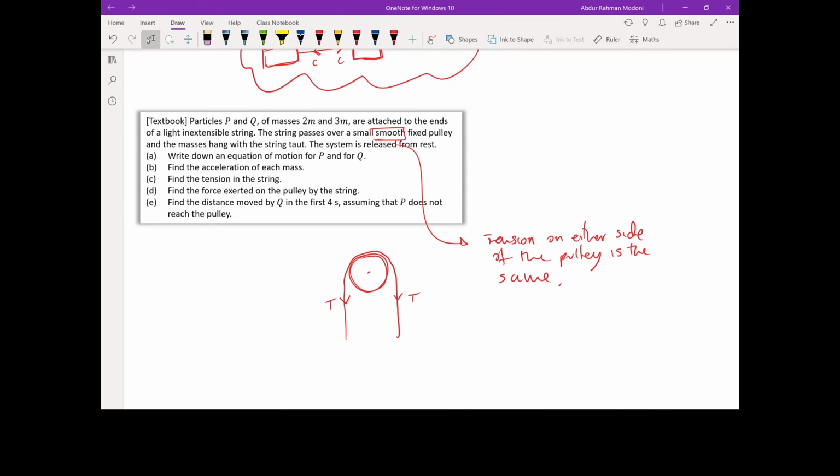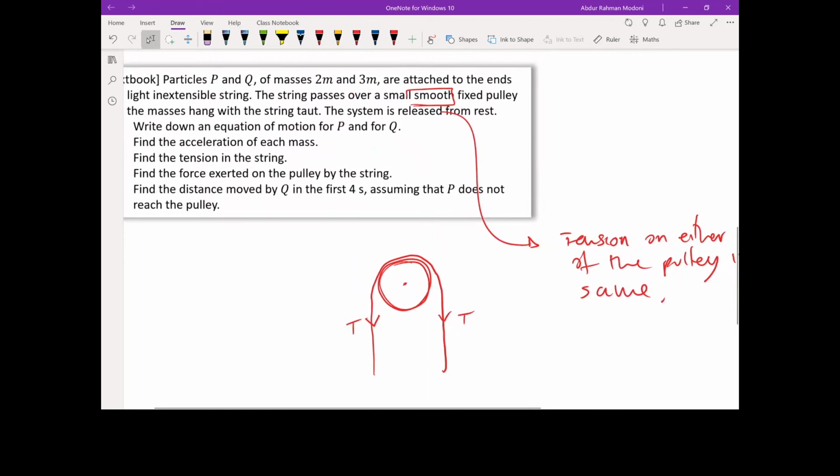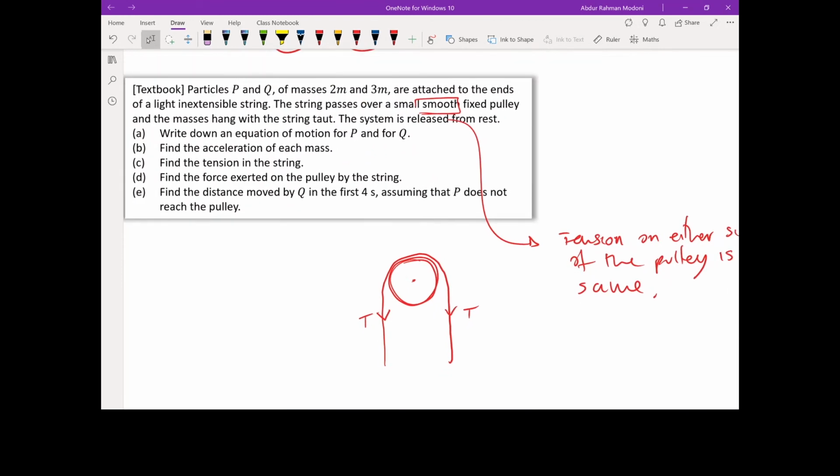So let's go to our question then. We now understand what a pulley is, and we understand what the word smooth means, and that it's frictionless. It goes on to say here, particles P and Q of masses 2m and 3m, m being an unknown letter, are attached to the ends of a light inextensible string. We know what the words light and inextensible mean for string. We've come across it before.